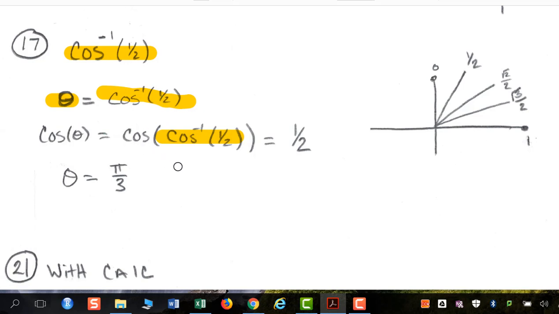Inside the cosine function, the right-hand side simplifies to just 1/2. Arc cosine of 1/2 applied inside the cosine function is just 1/2. So then I'm looking, where does cosine of theta equal 1/2 on the interval from 0 to pi? Well, when I look at my unit circle, that's pi over 6, pi over 4, and then pi over 3. So my answer is pi over 3.